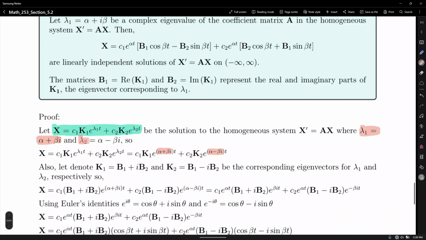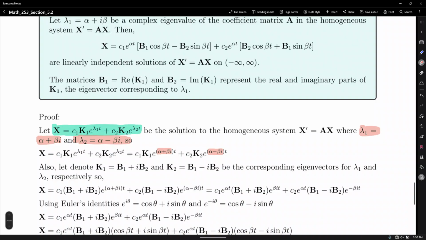All right, so that's what I'm doing here. And what happens next? Let's denote case 1, the eigenvector to be b1 plus i b2. In case 2, b1 plus i b2. So the eigenvector, which happens to be complex, I'm going to split it into two parts: a real part plus or minus its imaginary part.